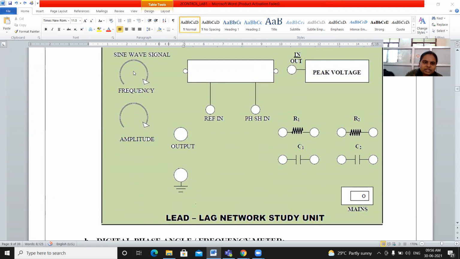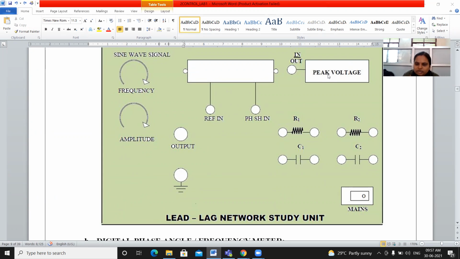It consists of a sine wave signal where we adjust the frequency and the amplitude, a reference in and a phase shift in for the phase shift measurement, and an output that we are going to take. Here we are using an RLC circuit, so you have to connect the different resistors, taken here as R1, R2, and the capacitors C1, C2, and a voltage display that you will be observing here.